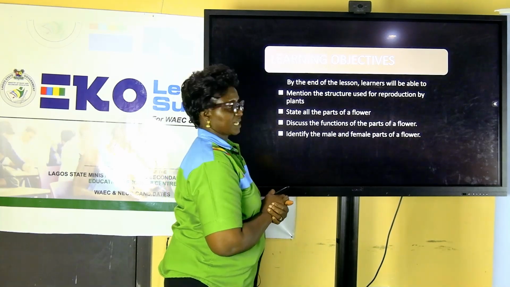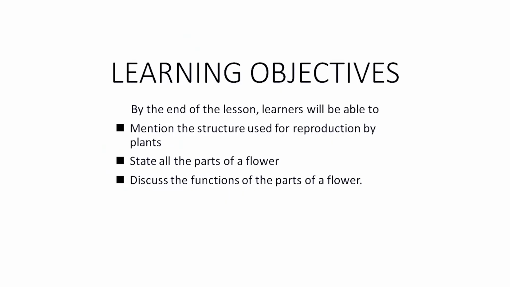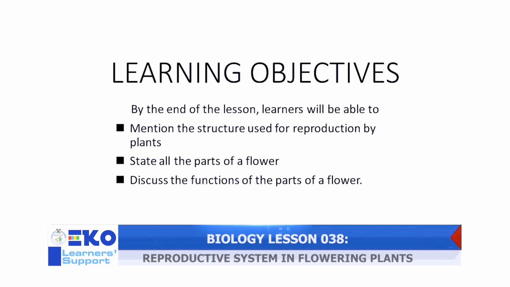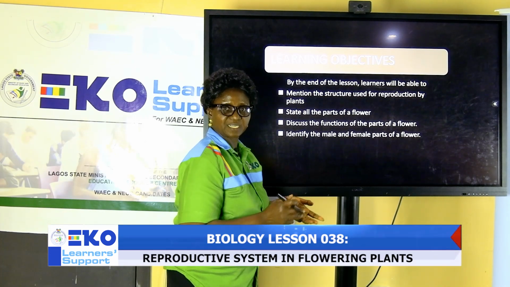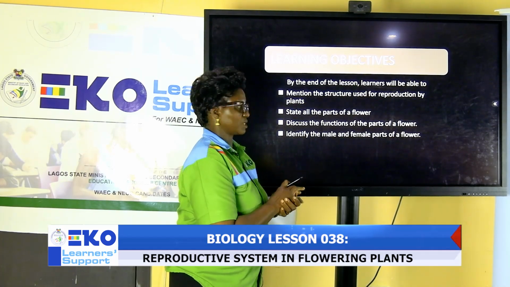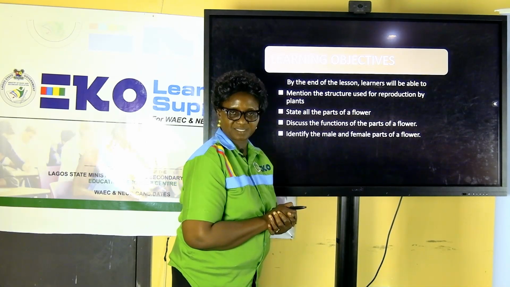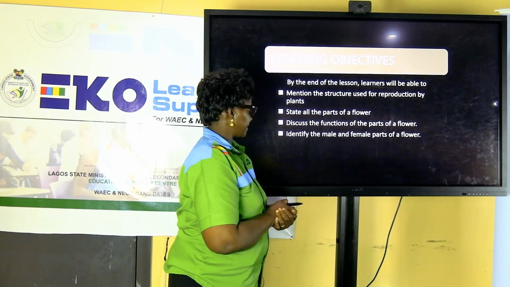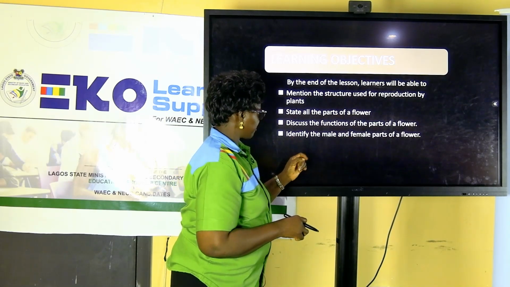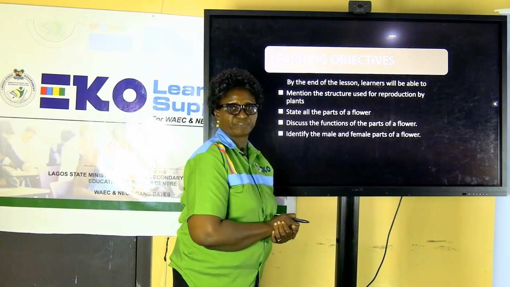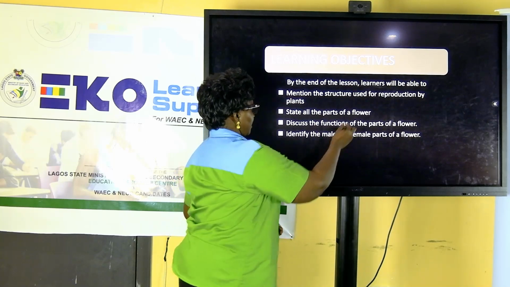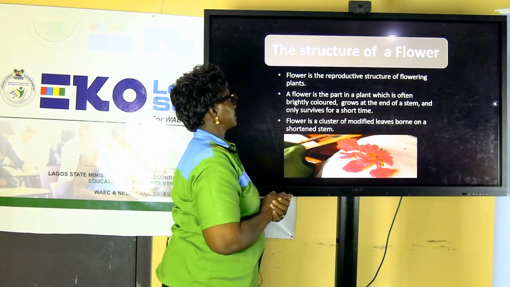Our learning objectives include the following. By the end of the lesson, you'll be able to mention the structure used by plants for reproduction. You'll be able to state all the parts of a flower. You have been admiring the beauty of flowers, but biologically, you will begin to appreciate them more. You will be able to discuss the functions of the parts of a flower, and by the end of the day, you'll be equipped to identify the male and the female parts of a flower. Let's move on with the lesson.